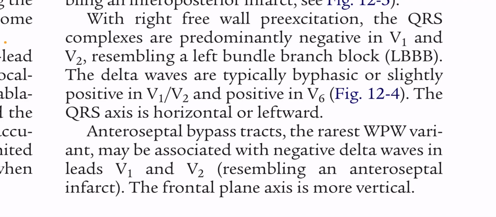Anteroseptal bypass tract is the rarest WPW variant. It may be associated with negative delta waves in leads V1 and V2, resembling an anteroseptal infarct. The frontal plane axis is more vertical.